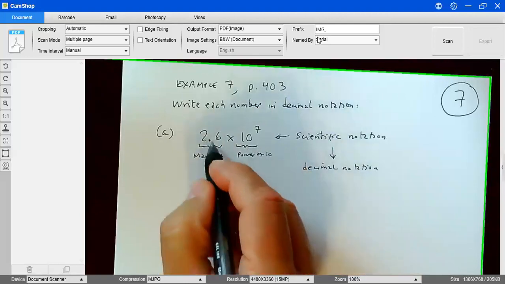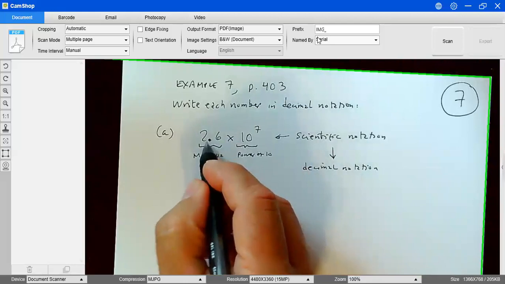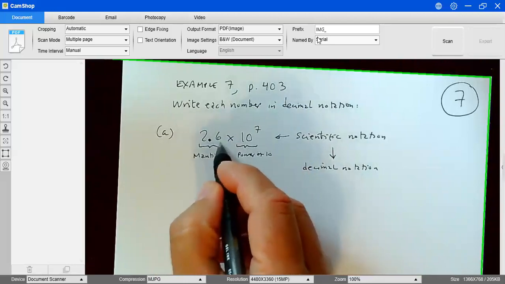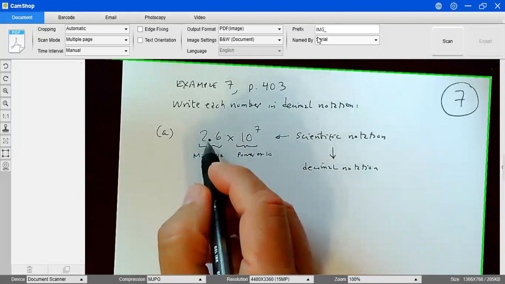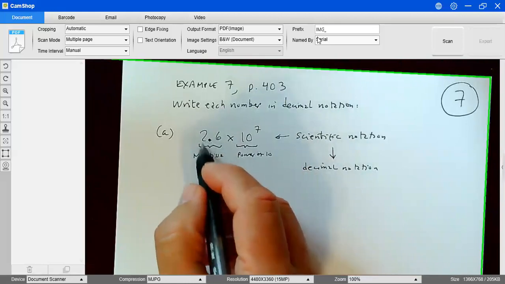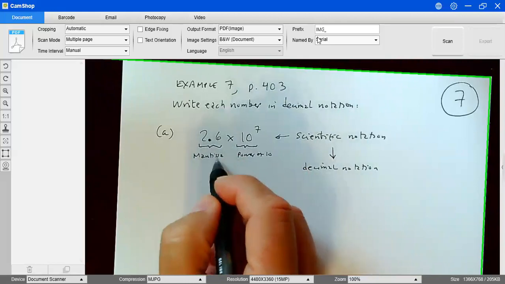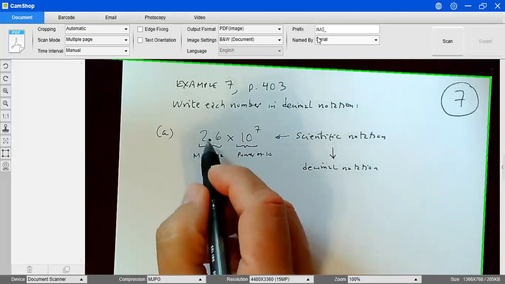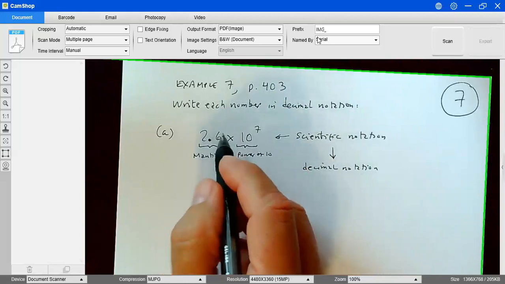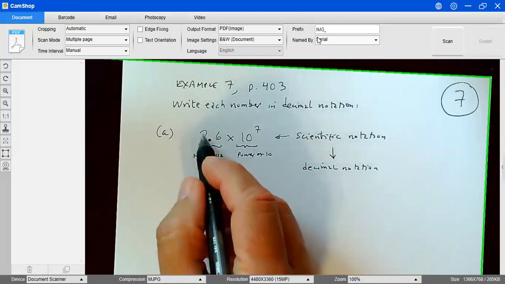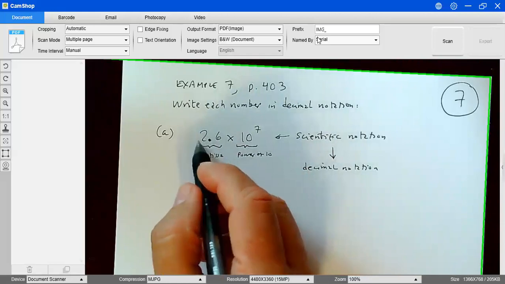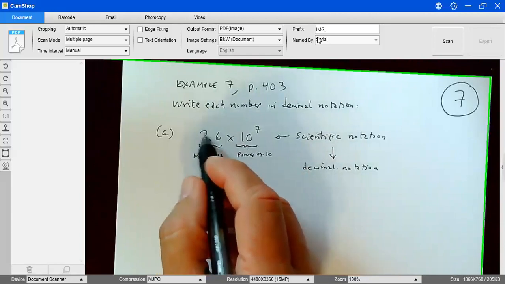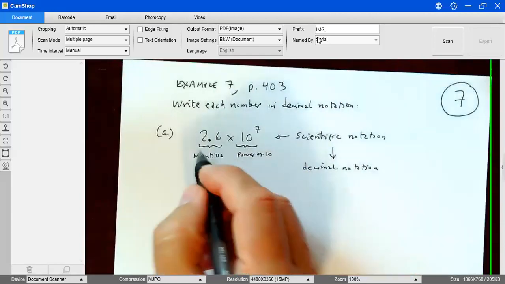The Mantissa, as you can see, has a whole part and a decimal part. The whole part is the number 2, so this number 2.6 qualifies as a Mantissa because it's satisfying the rule that the whole part should be any number between 1 and 9, including 1 and including 9. So it's 2. It's perfect. That's a Mantissa.